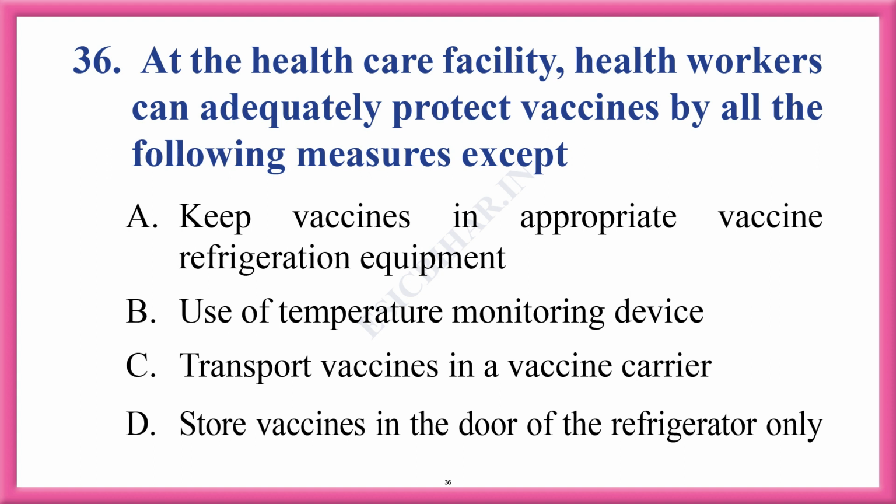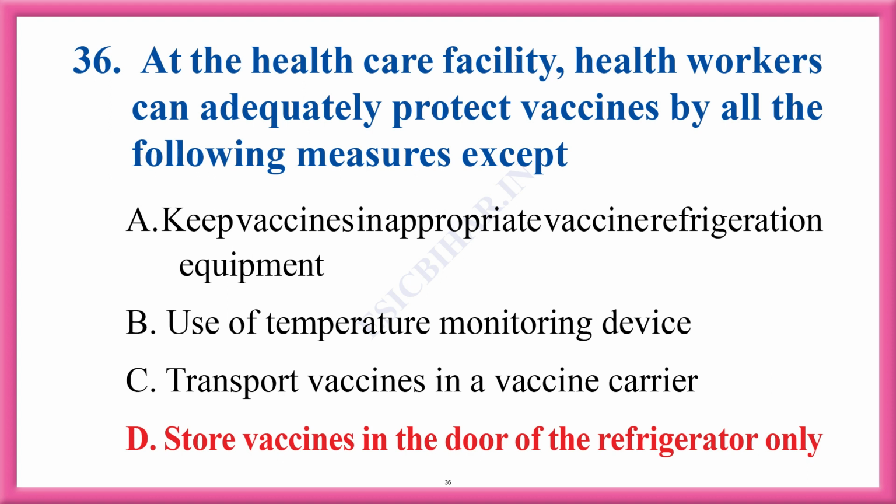Question 36. At the healthcare facility, health workers can adequately protect vaccines by all the following measures except: A. Keep vaccines in appropriate vaccine refrigeration equipment, B. Use of temperature monitoring device, C. Transport vaccines in a vaccine carrier, D. Store vaccines in the door of the refrigerator only. And our answer is D. Store vaccines in the door of the refrigerator only.